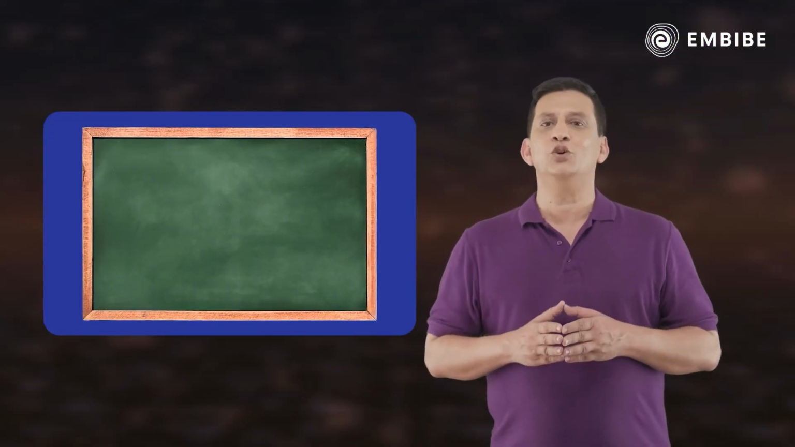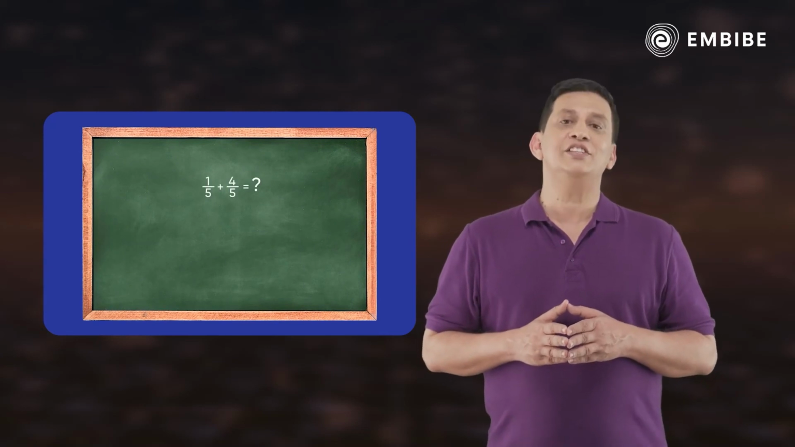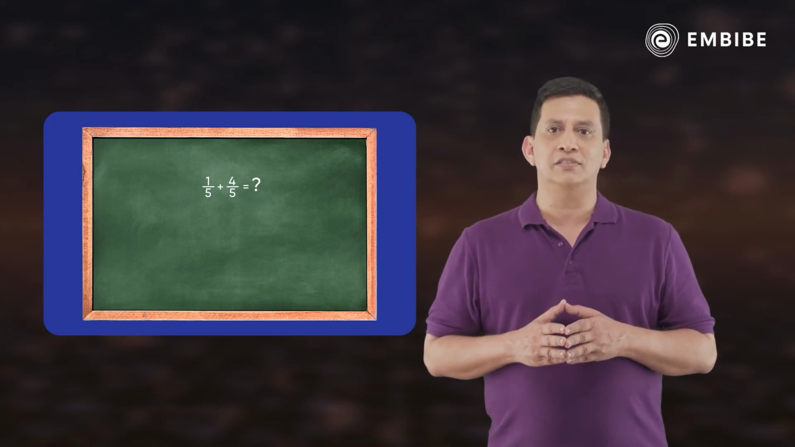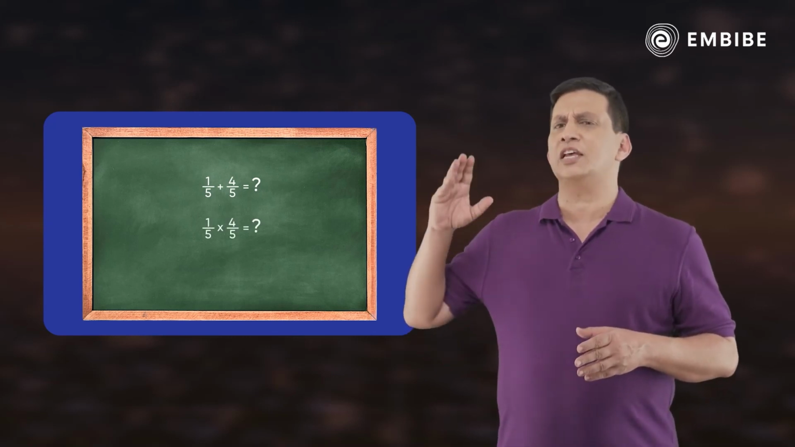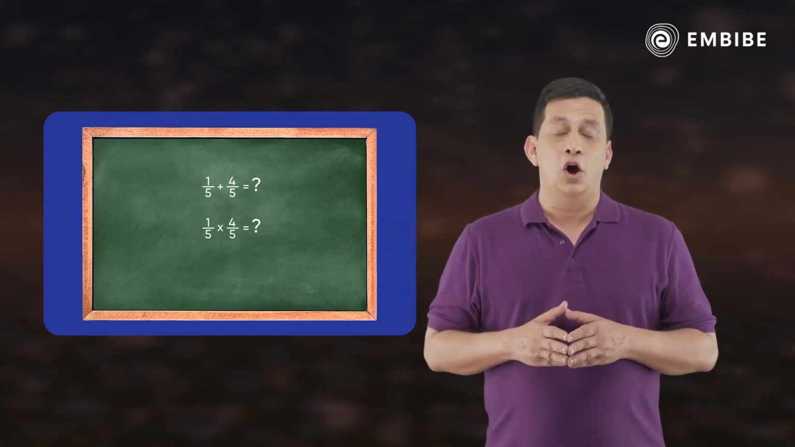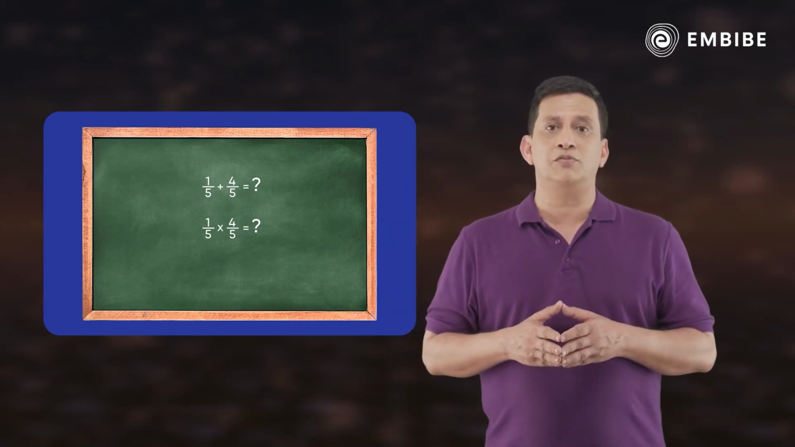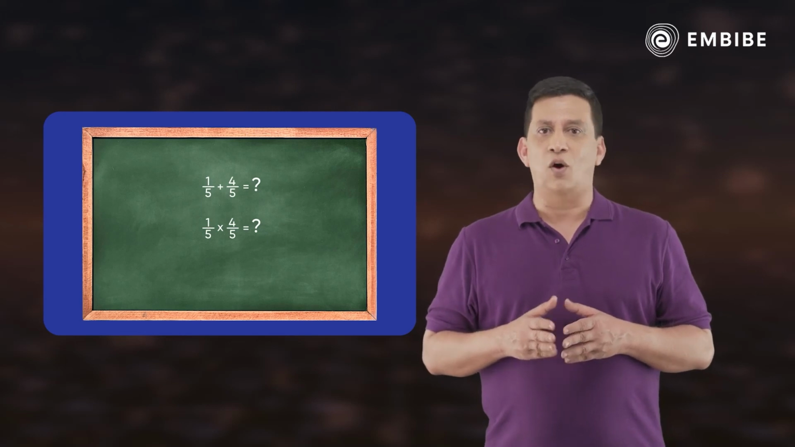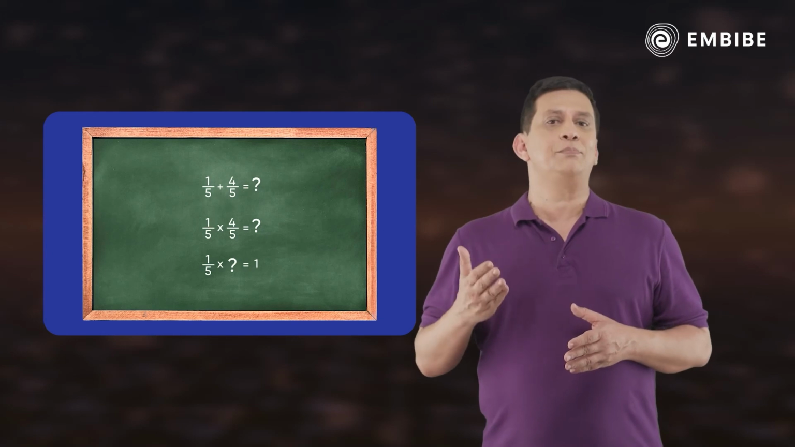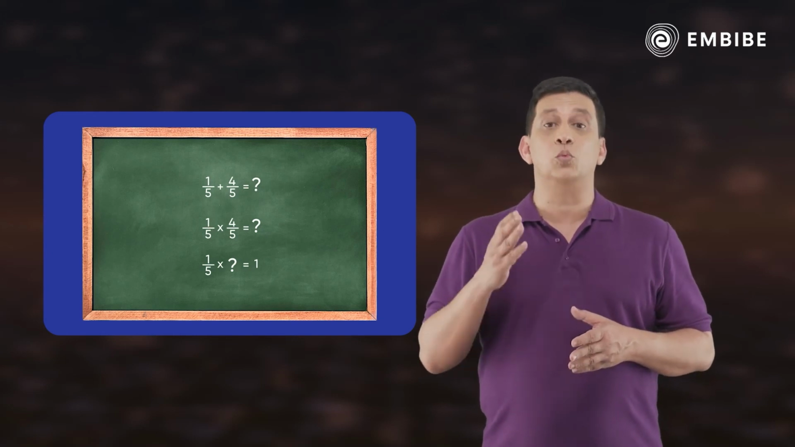Now let us continue with our number game. Let us have the same rational numbers 1 upon 5 and 4 upon 5. Can you tell me what the sum of 1 upon 5 and 4 upon 5 is? Or what is the product of 1 upon 5 and 4 upon 5? Or by what number should 1 upon 5 be multiplied to get the product as 1?